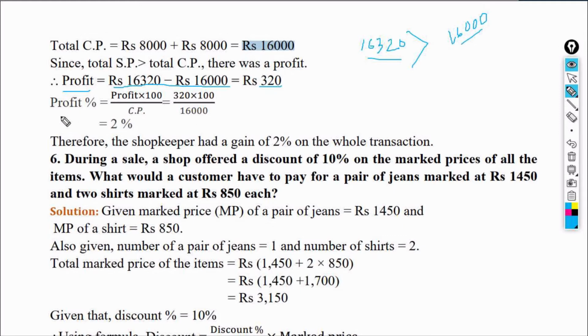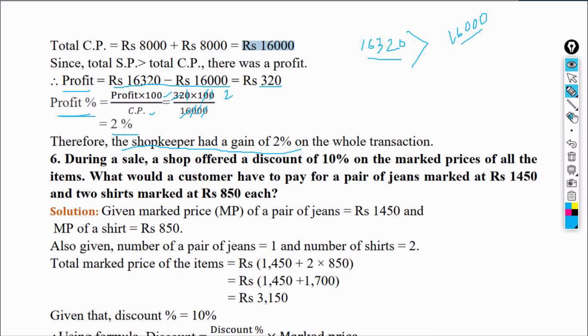Now you have to calculate profit percent. Profit divided by CP into 100. Just cancel 10 and 20 from 100 and this 0 from here, and 16 2s are 32, that is 2%. Then in that transaction there is gain, and gain is of 2%. Then you have to write, therefore the shopkeeper had a gain of 2% on the whole transaction.